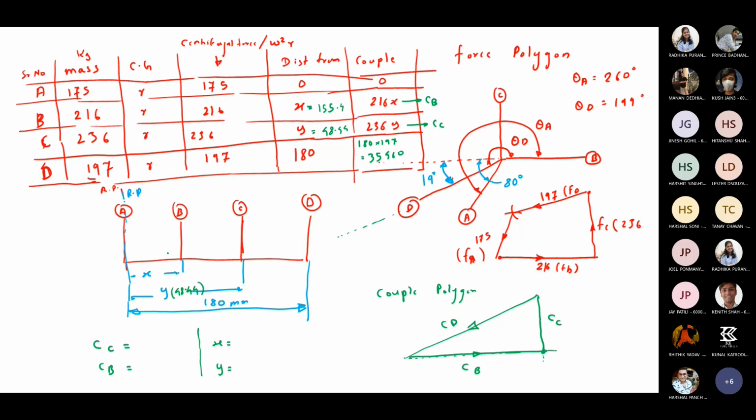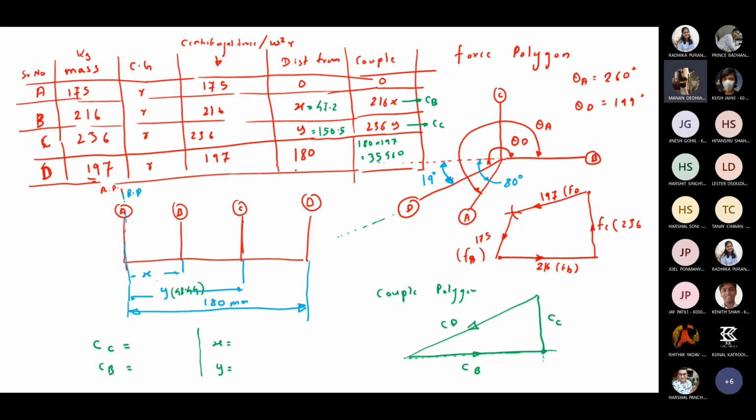Anybody else calculating? Sir, I'm getting the opposite values. The other batch also got it opposite. Yes, sir, I've got X equal to 47.2 and Y as 150.5. Sir, CB is bigger than CC, so X will be bigger than Y.